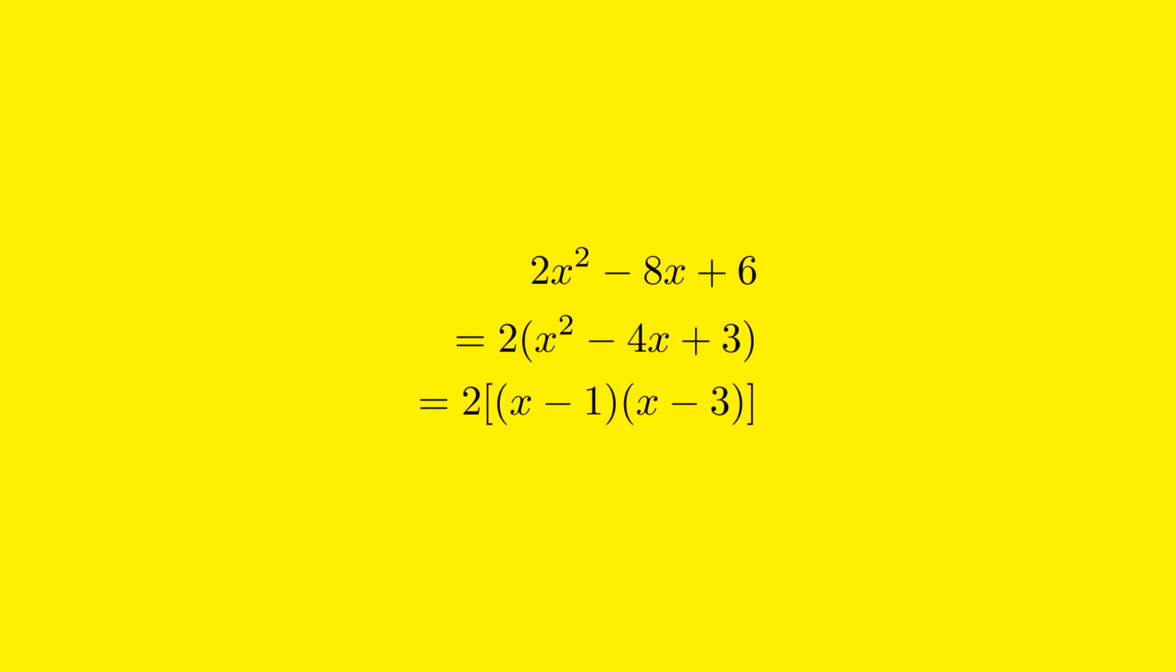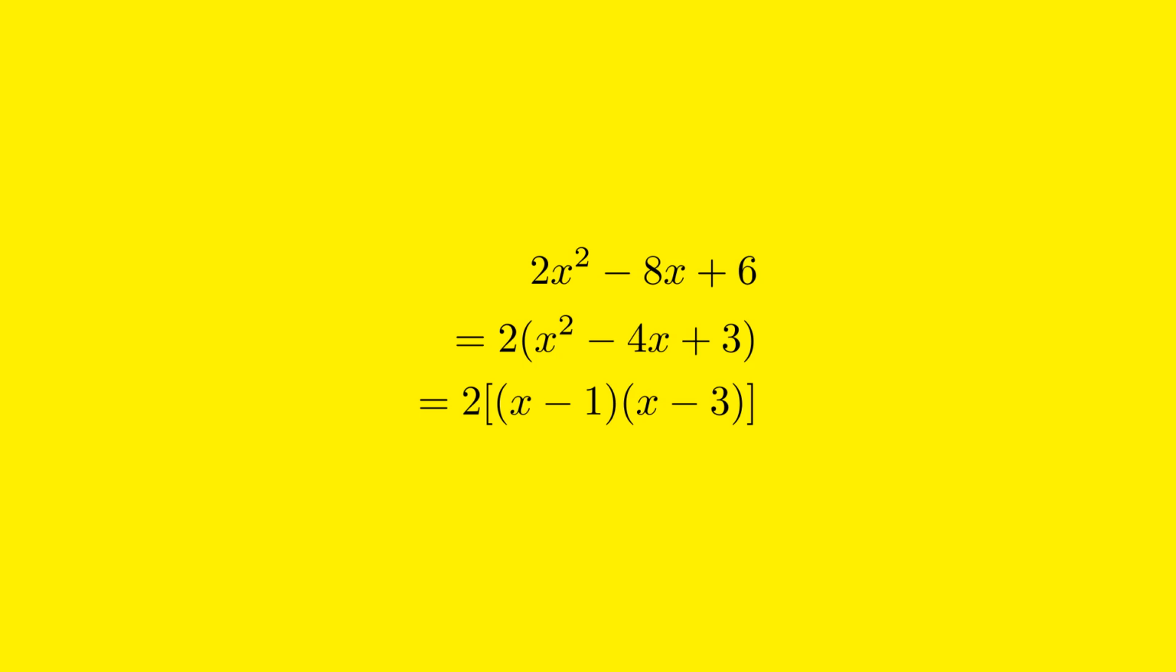The next step is factoring. Factoring is a way to break down the polynomial into simpler terms that, when multiplied together, give the original polynomial. The common factor in each term of our equation is 2. By factoring out the common factor, we alter the equation to become what is called the factored form, which is 2 times the expression x squared minus 4x plus 3.